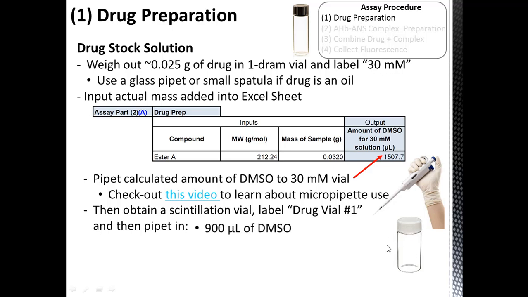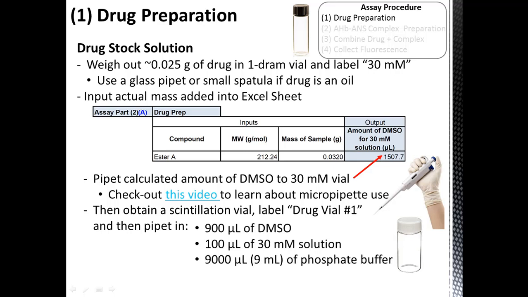And then into this vial, you'll want to add 900 microliters of DMSO. Do this with the micropipette. Then get out your 30 millimolar solution and add 100 microliters of this solution to your drug vial number 1. Okay? And then the last step is to add 9,000 microliters or 9 mils of phosphate buffer. So the buffer will be provided for you, and this keeps everything nice and stable in solution.